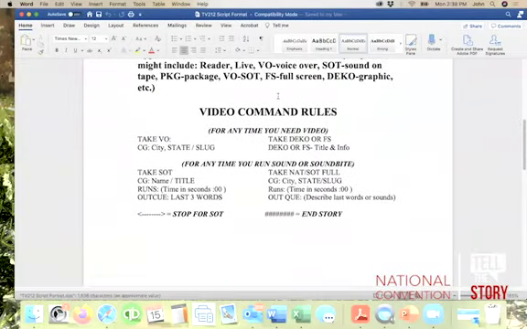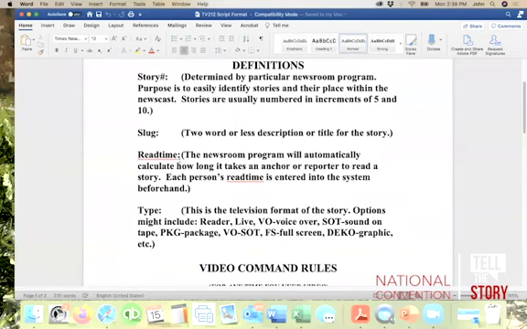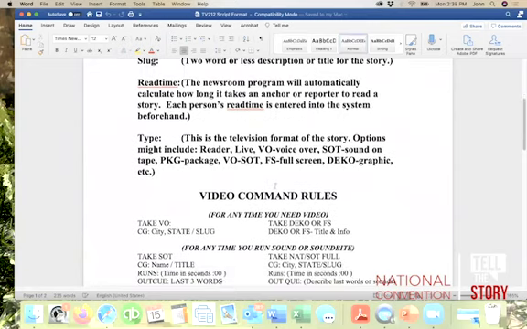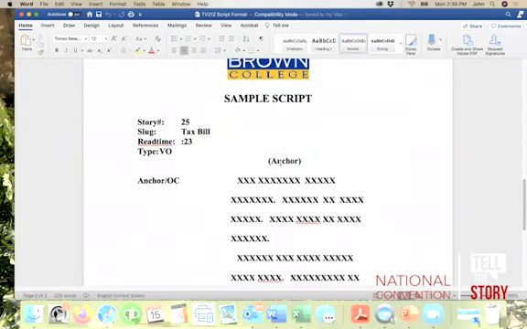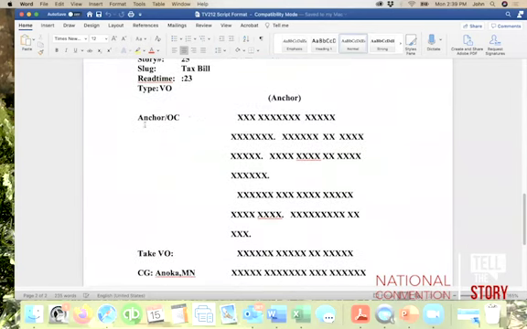So I basically give some info on what this is about. Sample script, it would be the story number, the slug, the read time, what it is, a VO, VOSAT, whatnot. I'd have the anchor here.